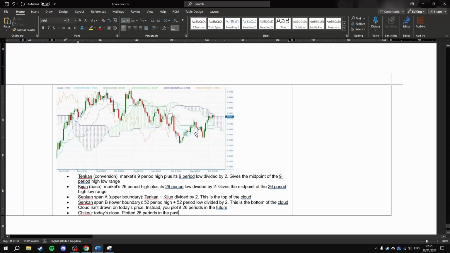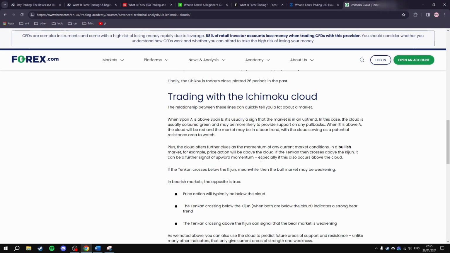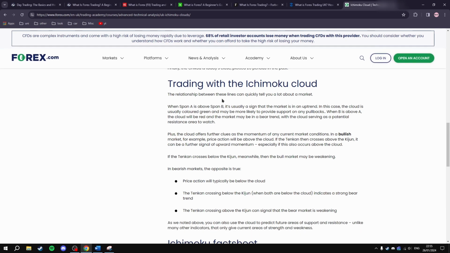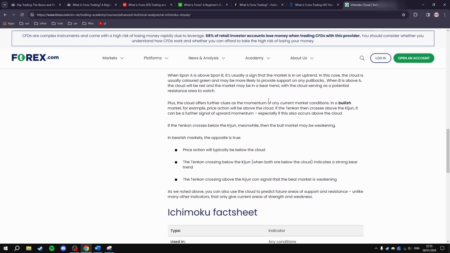Trading with the Ichimoku cloud. The relationship between these lines can quickly tell you a lot about the market.